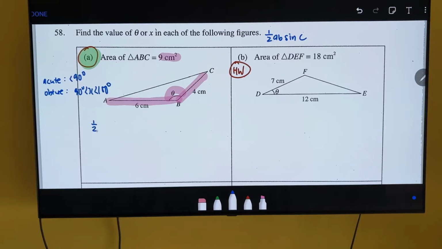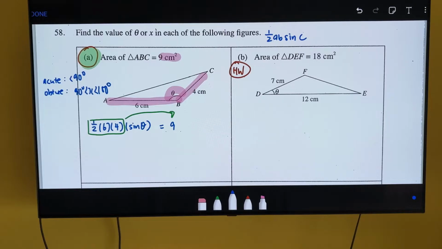So area of triangle is half AB sine C, and my C is theta. That makes 9. Now if I want to find theta, that means on the left hand side, what is not needed is the half, the 6 and the 4, and we have to put it on the other side. Now when we put it on the other side, we have to ask ourselves, do we subtract or do we divide?